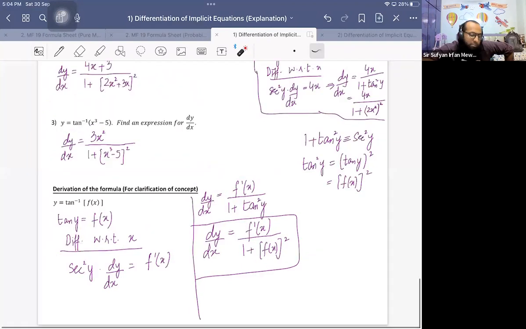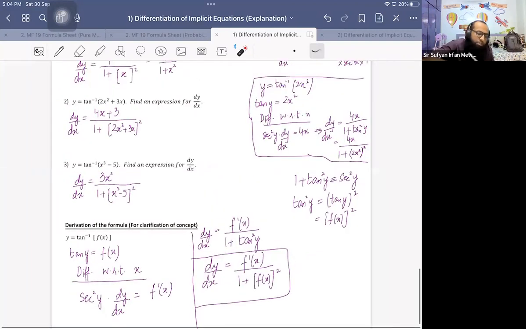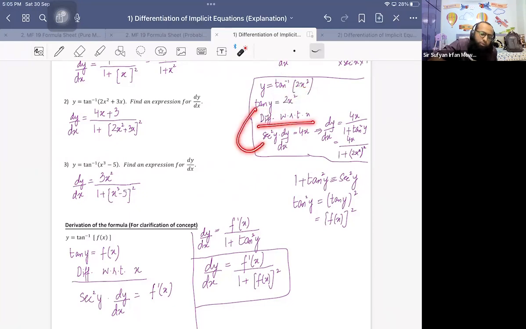If we apply this to an example directly, let's suppose this is the example: y equals tan inverse of 2x squared. If we don't know the formula, we'll shift tan inverse to that side. So it's tan y equals 2x squared. Then we differentiate with respect to x, then tan y gets converted to sec squared y into dy by dx, and 2x squared gets differentiated to 4x.